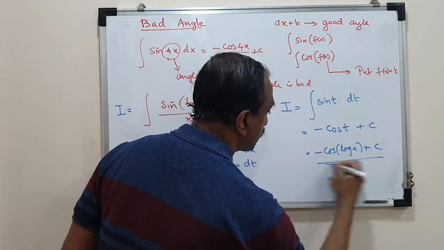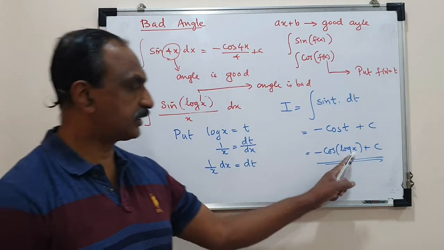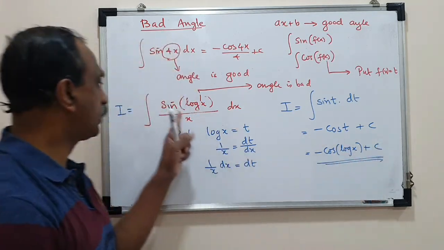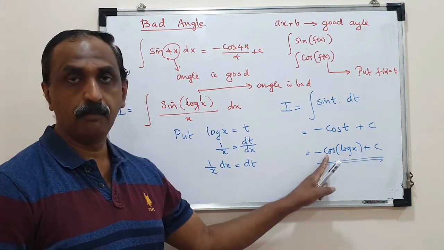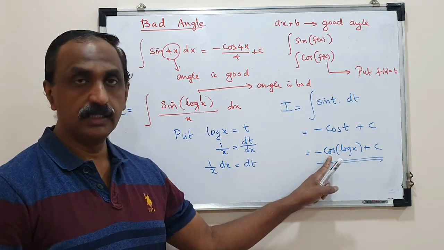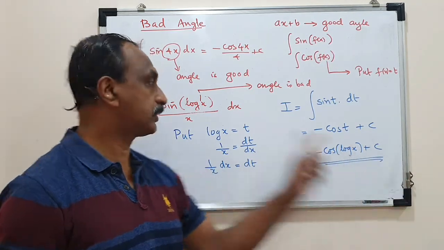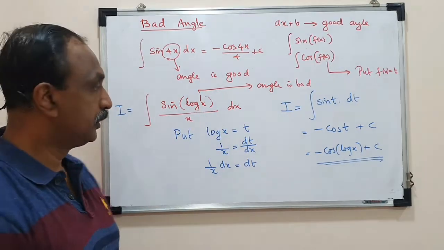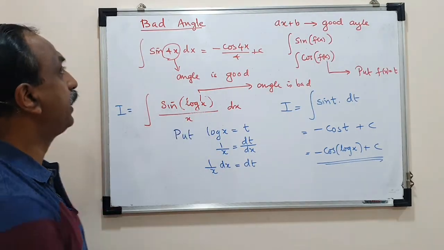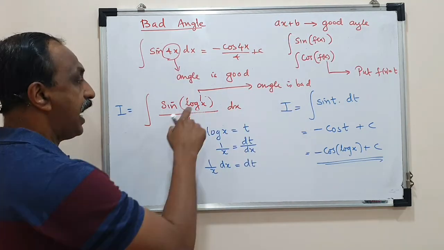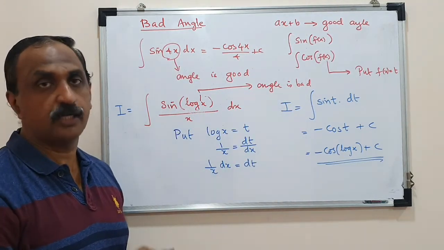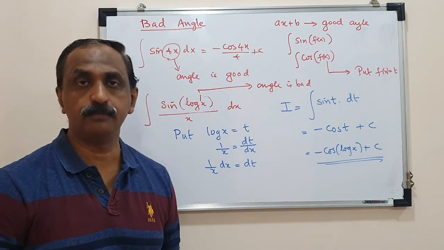Now check whether this answer is correct. How do you check? When you differentiate this, I should come back to the original. What is the derivative of minus cos log x plus c? Minus cos derivative is sine of log x into the derivative of log x, and that's exactly what we have here. So this is a technique to be applied for a bad angle. If the angle is not linear, the angle part should be put as t. That is all we have to understand in this type of problem.